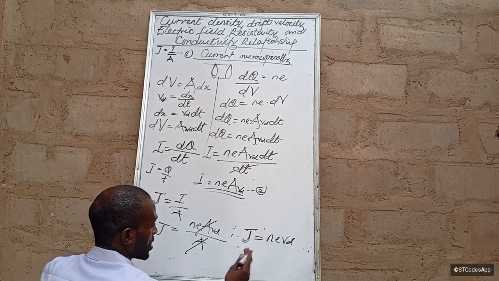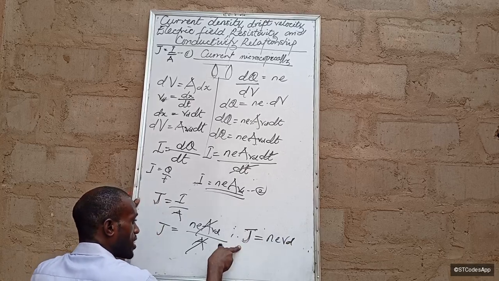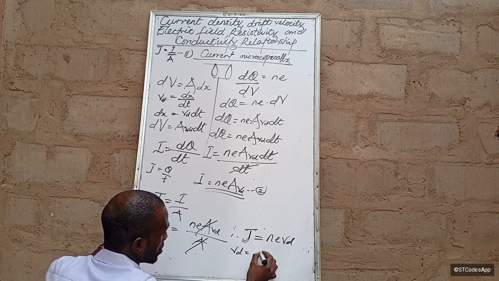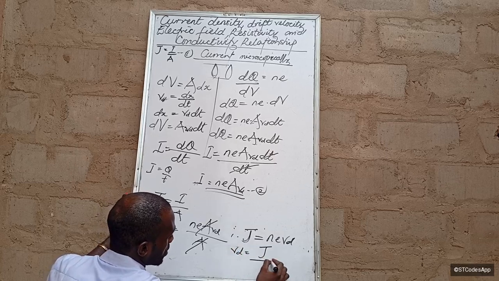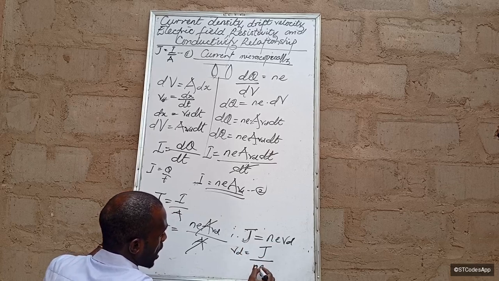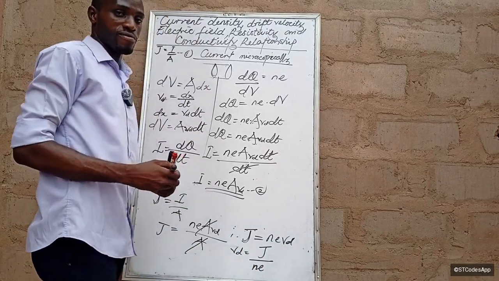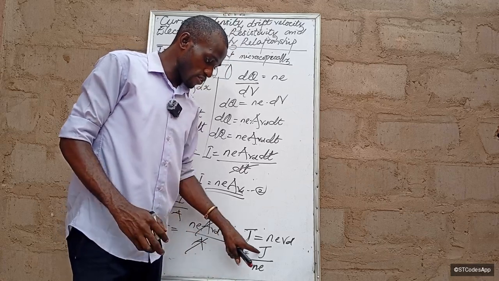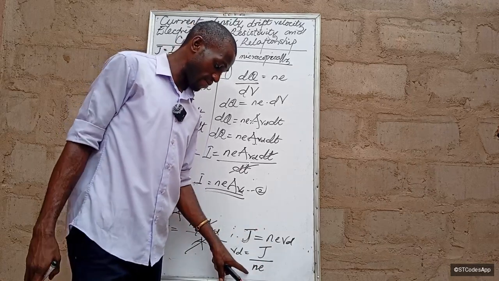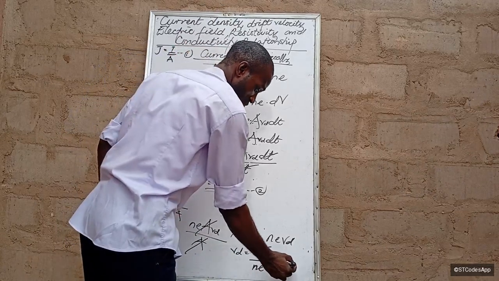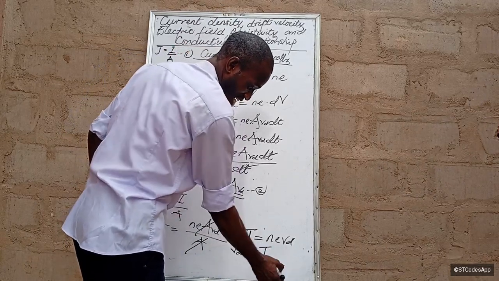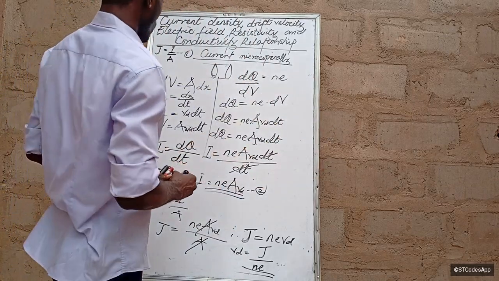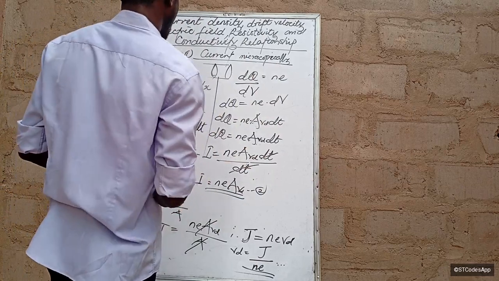Then the relation between current density and drift velocity is just this: current density is directly proportional to the drift velocity, while drift velocity is going to be the current density divided by the number of charge carriers flowing per unit volume. So that's that. Let's call this equation 3. Now I'm going to put it here.